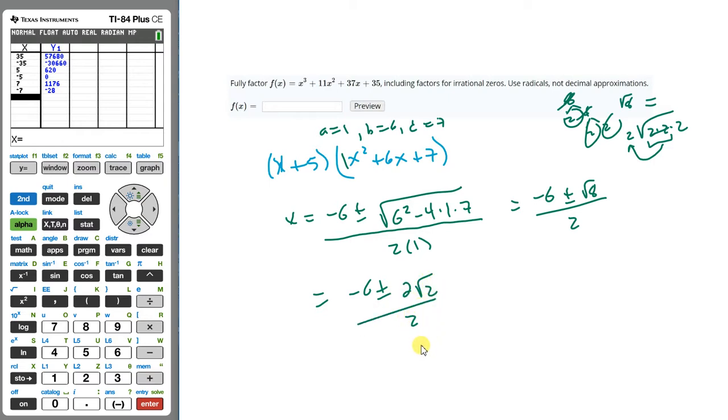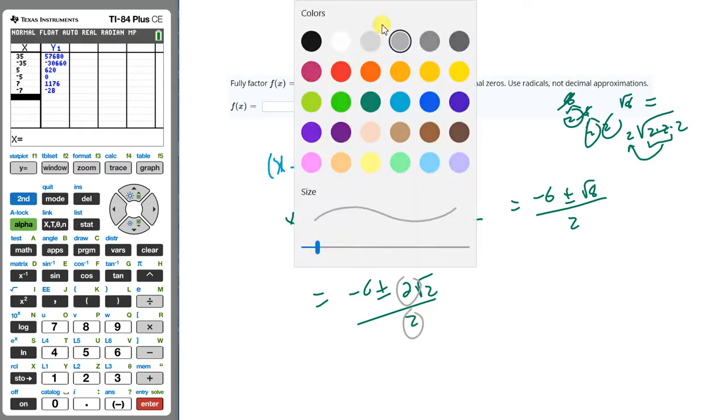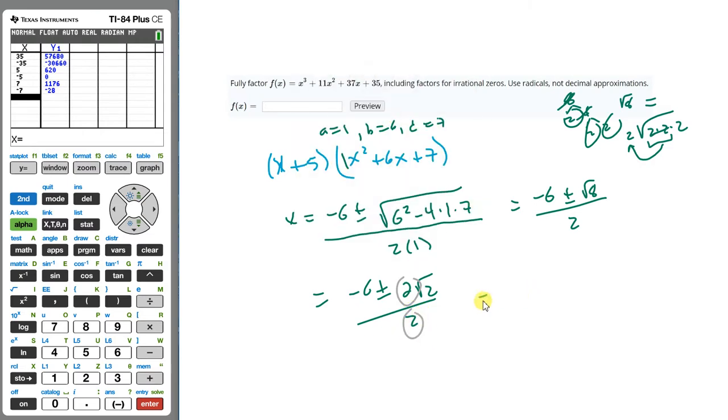And now what do I do? Well, can I cancel these 2's? And we've talked about this before, and the answer is no. Anytime something's adding or subtracting to something else, you cannot cancel it. That's the biggest mistake in algebra. Instead, we factor out a 2. Negative 6, if I factor a 2 away from it, negative 6 divided by 2 leaves me negative 3. If I pull the 2 away from 2 root 2, I'm just left with the root 2. These do cancel because neither one is adding or subtracting. This one's only multiplying, and this has nothing else with it. So I end up with negative 3 plus root 2 and negative 3 minus root 2 as my two solutions to the quadratic.